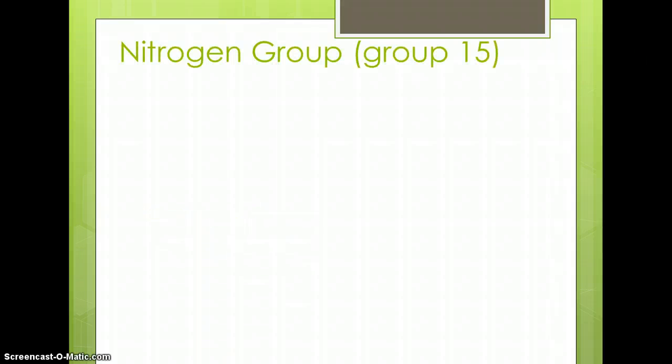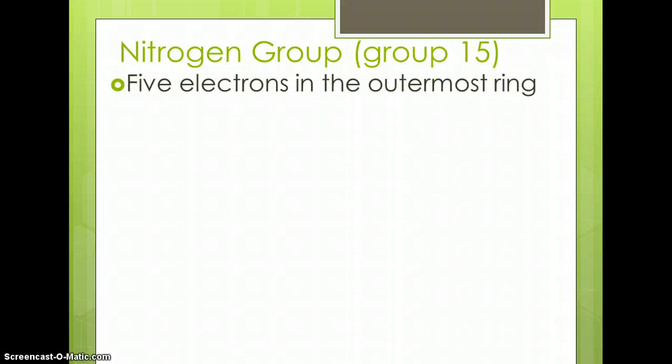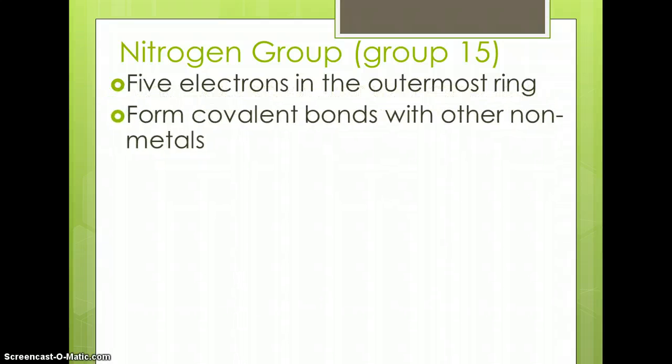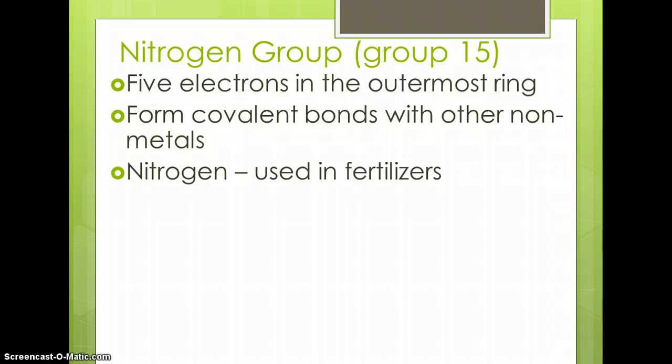So the first thing, we went through the nitrogen group. There's 5 electrons in the outermost ring. So those 5 electrons correspond to the group that it's in, 15. Remember, we get rid of the tens position and we just have the 5. So these elements like to form covalent bonds with other nonmetals. So things like nitrogen and oxygen will bond together. Things like nitrogen and carbon, or any other nonmetal basically, will like to bond with nitrogen. Or anyone in the nitrogen group, I should say.